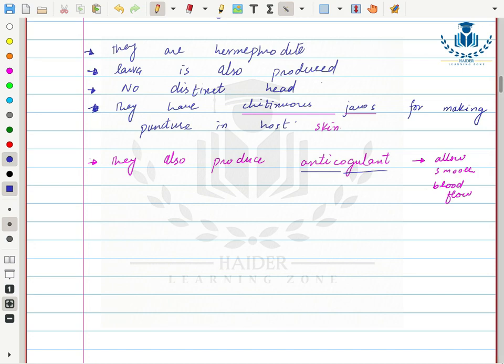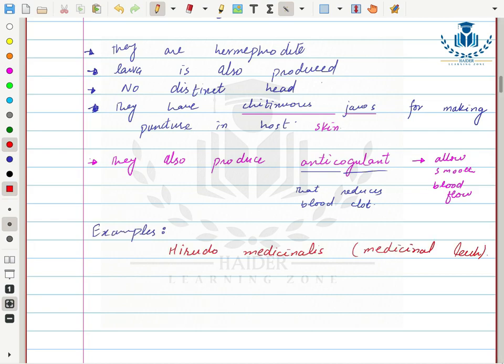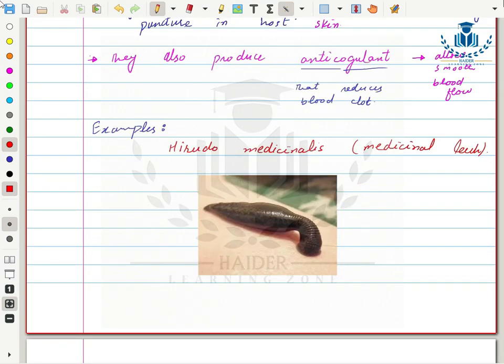Also they have an anticoagulant, which is basically a substance that reduces the coagulation of blood. Coagulation means clotting of the blood. That reduces blood clot formation. Examples. Example is Hirudo medicinalis. Hirudo medicinalis is also called medicinal leech. This is a medicinal leech.